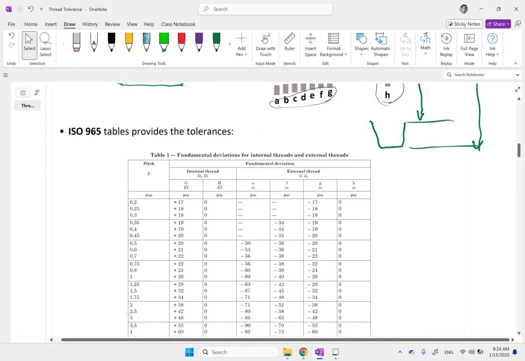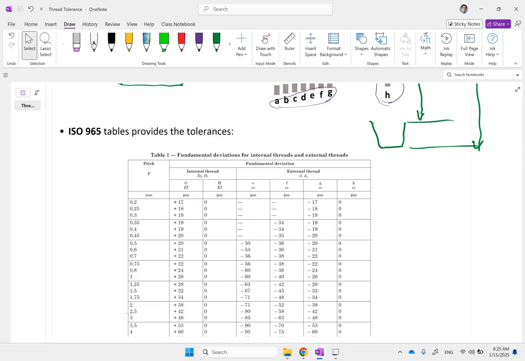Now let's look at the numerical numbers for these different classes and different locations of the tolerance zone. What do they mean mathematically or numerically? For that, you need to get these tables called the ISO 965, 1, 2, and other tables. These are the important tables that can give you those numbers. For instance, this first table is about those locations, A, B, C, D, all those letters.